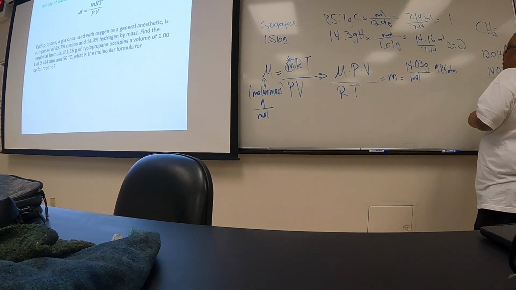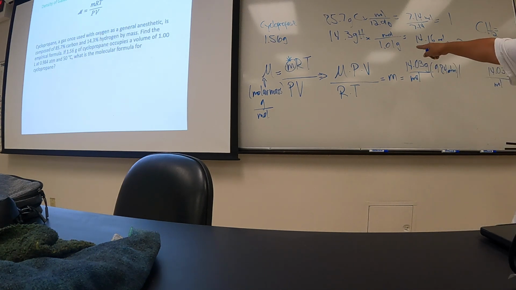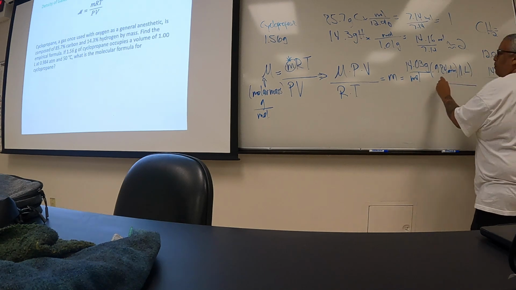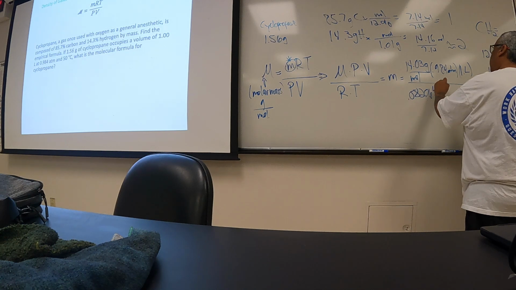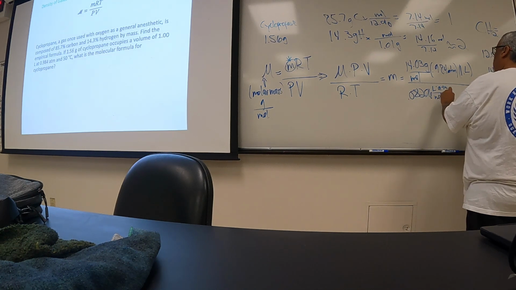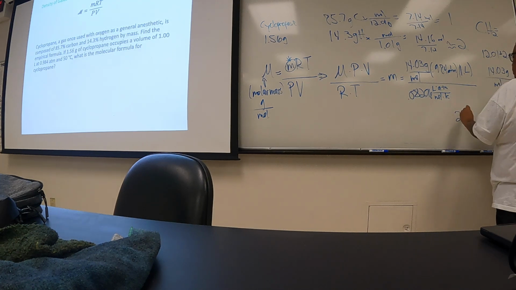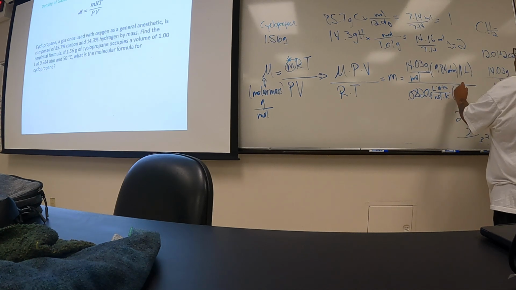0.984 atmospheres times a volume of 1 liter over 0.08206 liter atmospheres per mole Kelvin. And they give us a temperature of 50 degrees Celsius, so 273 plus 50 is going to give us 323.15.